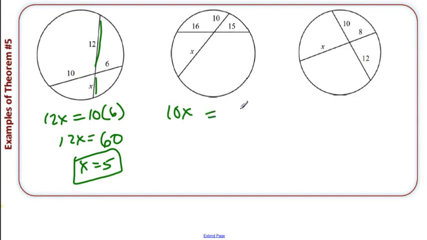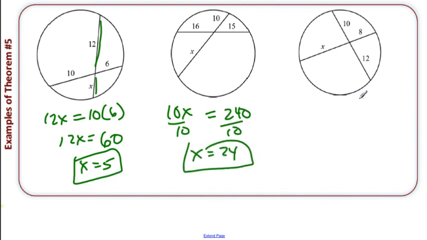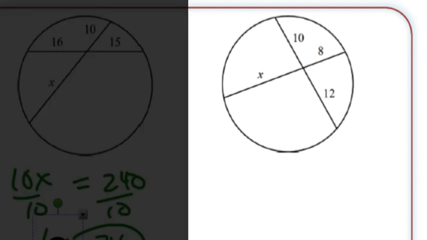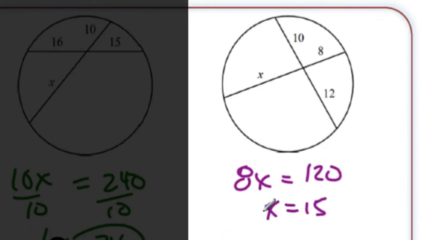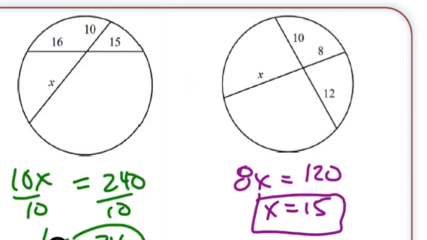10x equals 16 times 15. 15 times 16 is going to give us 240. Divide by 10, we get x equals 24. That easy? Last one, do it yourself. Ready, go. This was so easy I didn't even have to work it out. 8x equals 10 times 12. 10 times 12 is 120. I do 120 divided by 8, I get 15. It is that simple. Hey, that's it for circles.